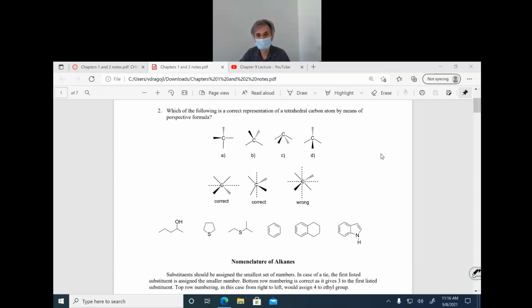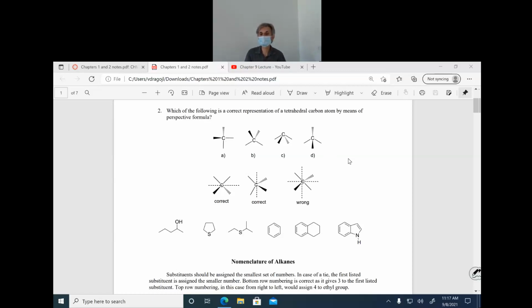And now we're going to move on to the main point of today's class, which is chapter 2. Which of the following is a correct representation of a tetrahedral carbon atom by means of perspective formula? These four formulas, A through D, are perspective formulas because they represent the three-dimensional arrangement of substituents in space on a carbon atom, in this case. We can use any atom as the central atom.